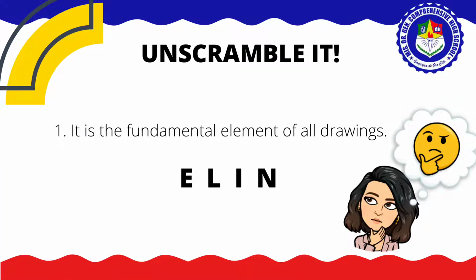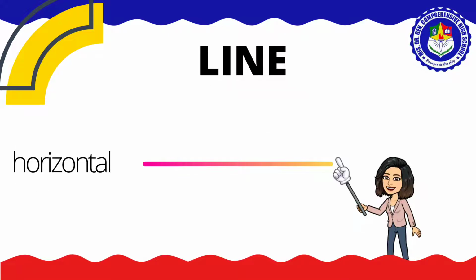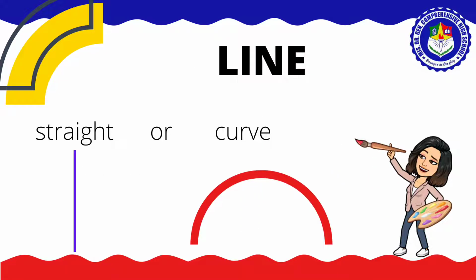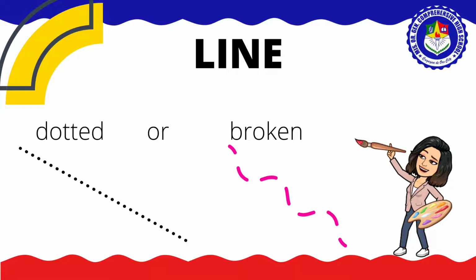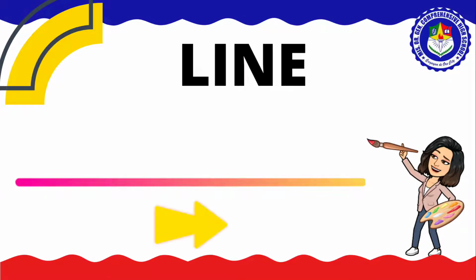Number 1. It is the fundamental element of all drawings. The answer is line. Line is the first and most versatile of the visual elements of art. It can be horizontal, vertical, diagonal, straight or curved, dotted or broken, thick or thin. In order to be a line, the mark's length must be longer than its width.